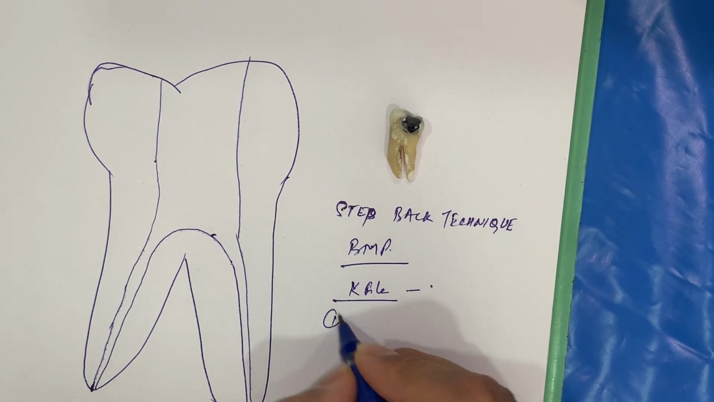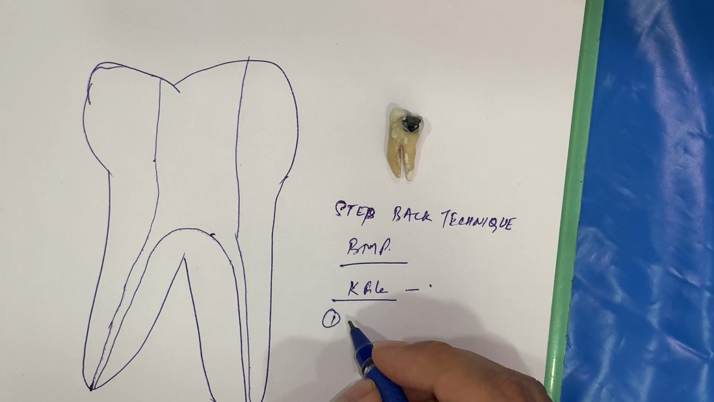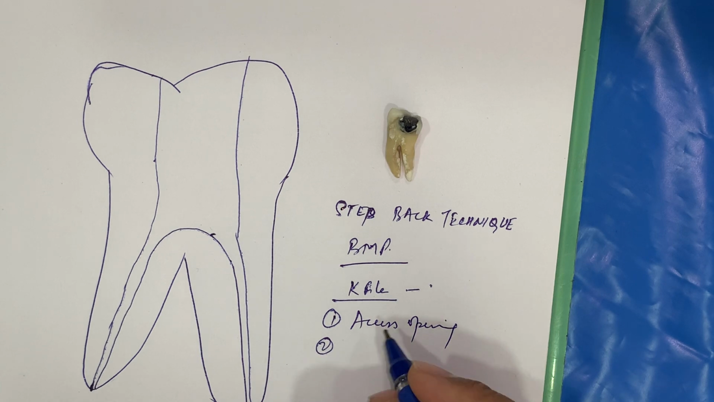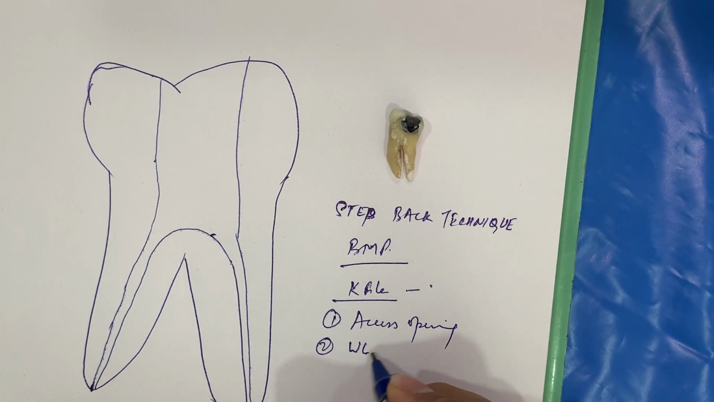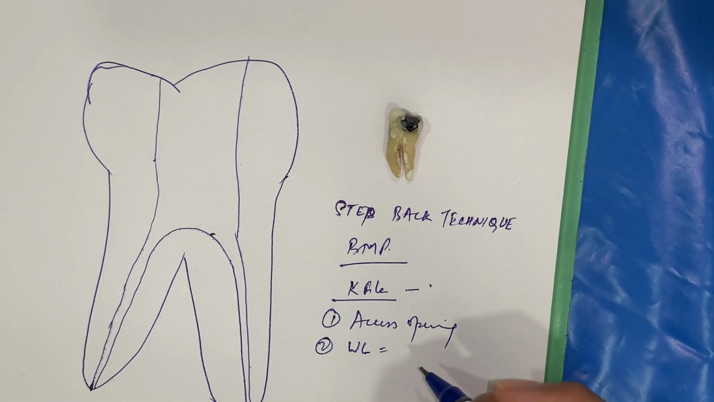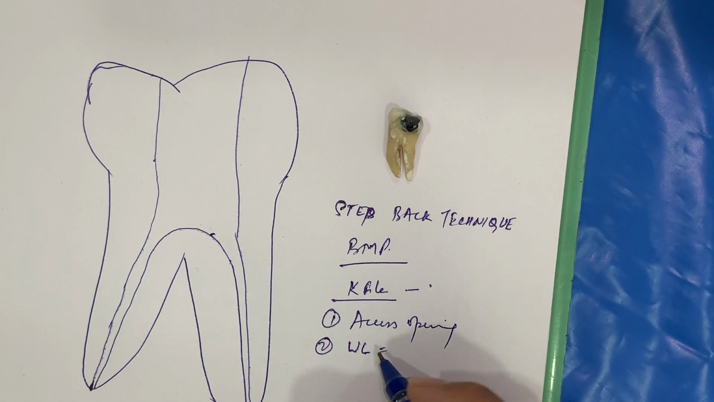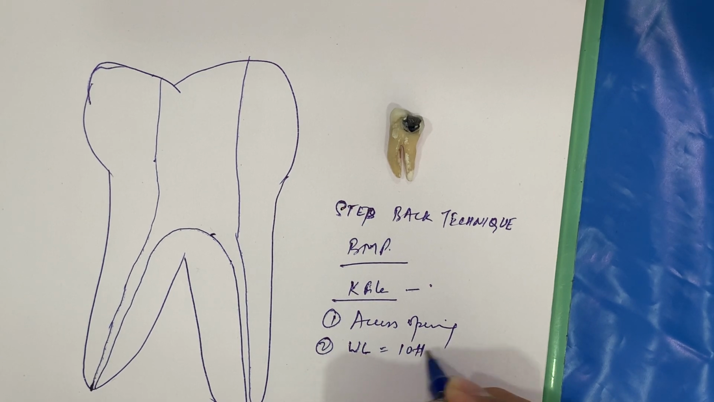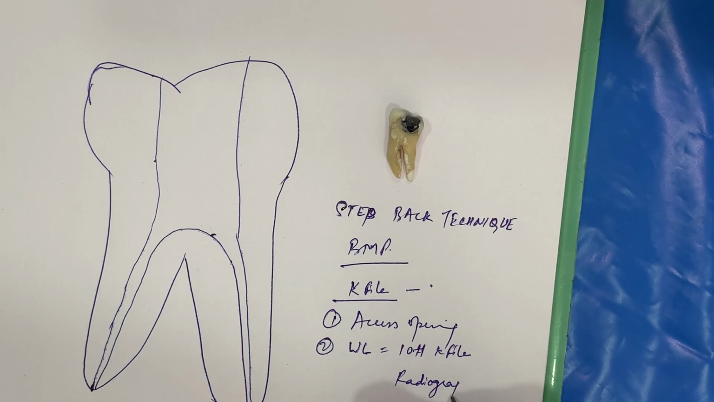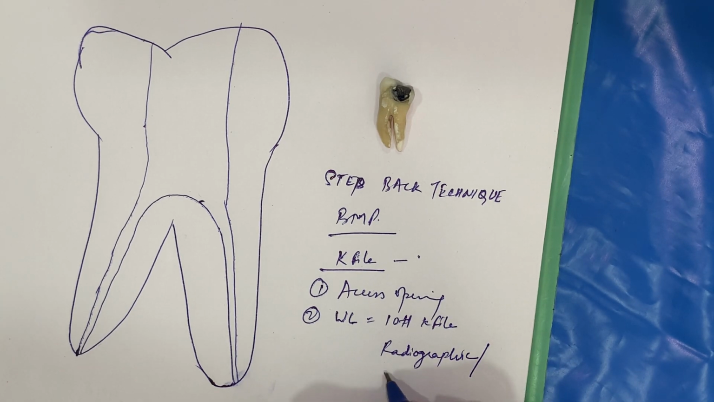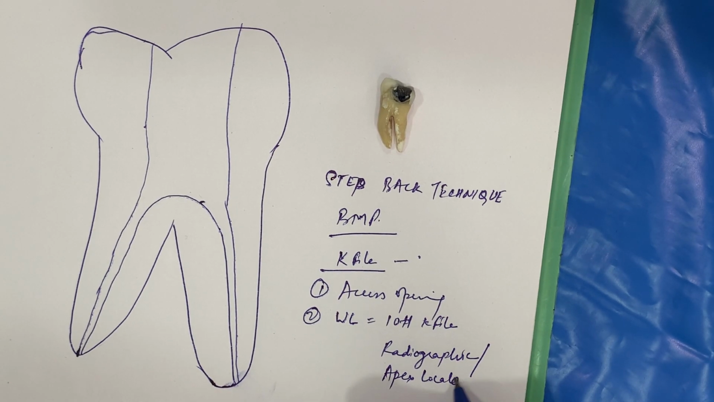The first step towards the step back technique is, of course, the axis opening. After the axis opening, we will ascertain our working length. Since we are using the hand files, our working length will be determined by the use of a K file, most probably a 10 number K file, and we can use a radiographic method, or we can use an apex locator to determine our working length.